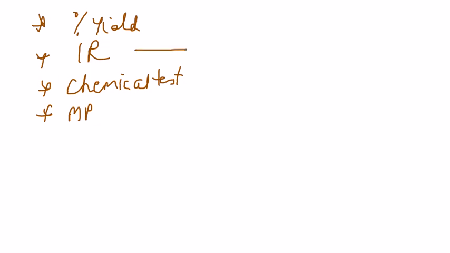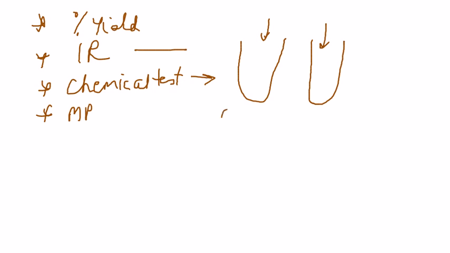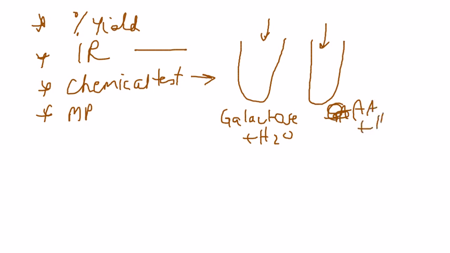We will provide you the IR of the starting material. You will be taking the IR of the product. The chemical test is obviously something that you do at the end of the day, and you can, if you want to, run both of those in parallel. What you're going to do is you'll begin with galactose and put it in water, and here you'll have galactaric acid or aldaric acid, let's just call it aldaric acid, plus water. So just a pinch of that and 1 milliliter water.